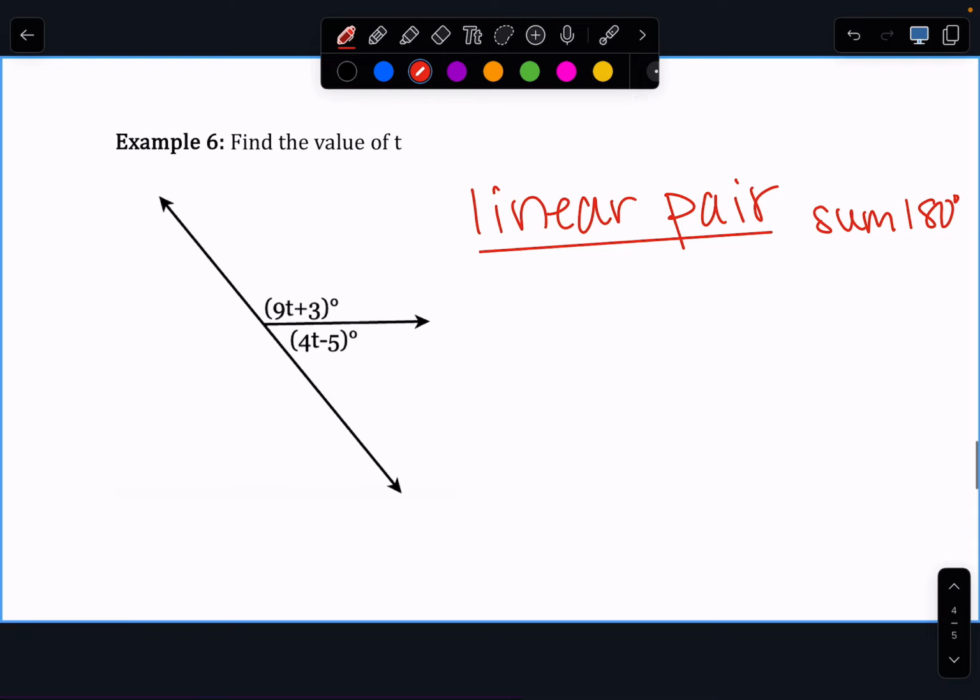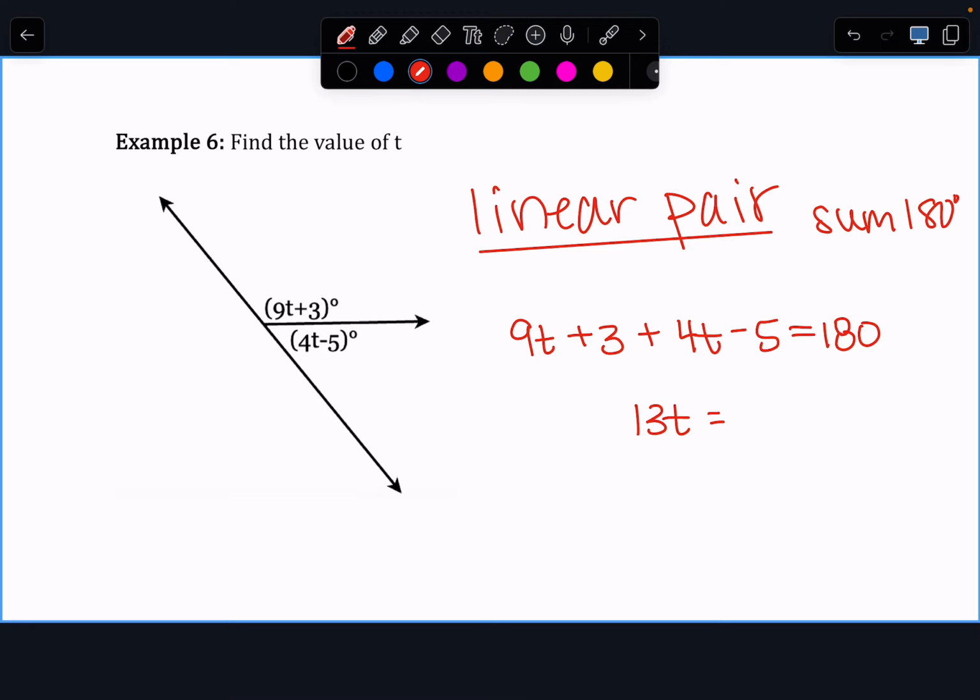Okay, in example 6, 9t plus 3 added to 4t minus 5 equals 180. So we have 13t equals 182.